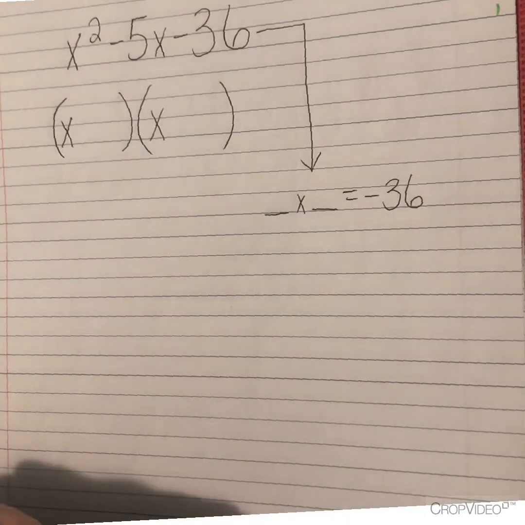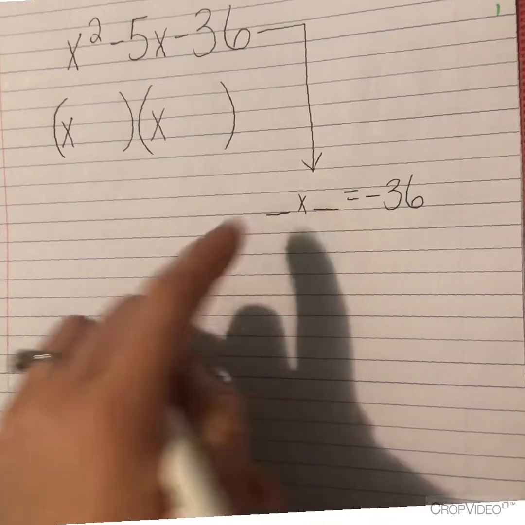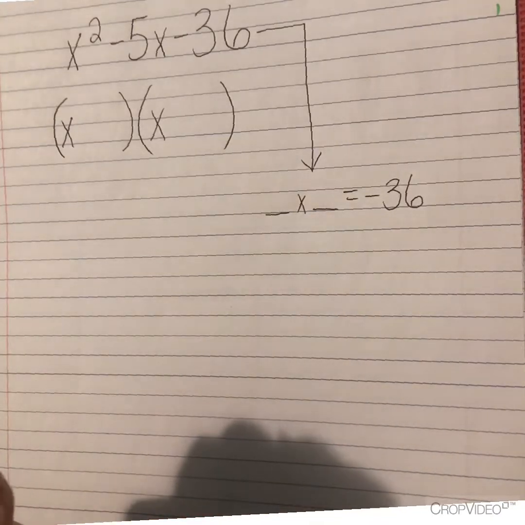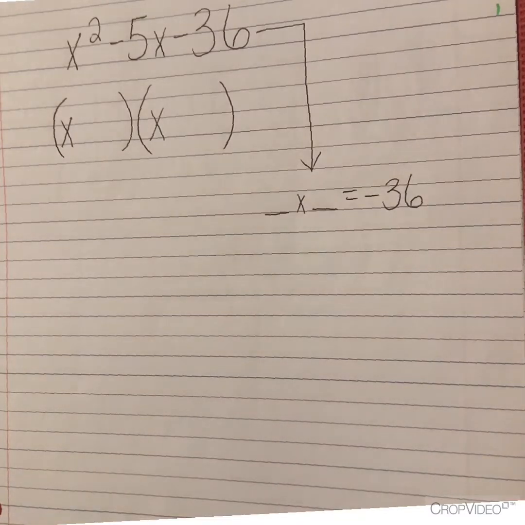Since we have a negative number, we know that one number is going to be negative and one's going to be positive, because a negative number times a positive number will give us a negative number, and that is the only way to get a negative number when multiplying.